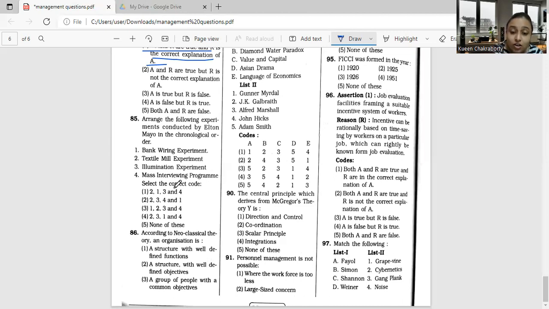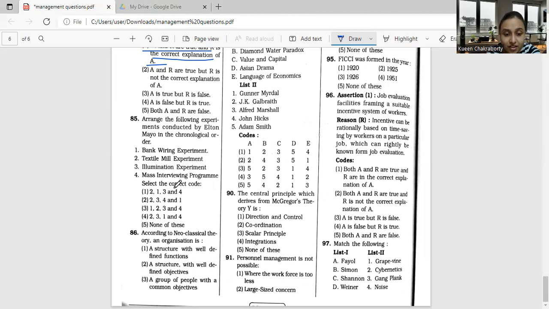Basically, in the early 1920s and early 1930s, the Harvard Business School, under the leadership of Elton Mayo and his associates, conducted research at the Hawthorne plant of the Western Electric Company. Now, his research marked a landmark in organizational theory. The experiments that he conducted were in a chronological manner, and I'm going to discuss them. Firstly, the early experiment, that is the textile mill experiment, which he did in 1923.